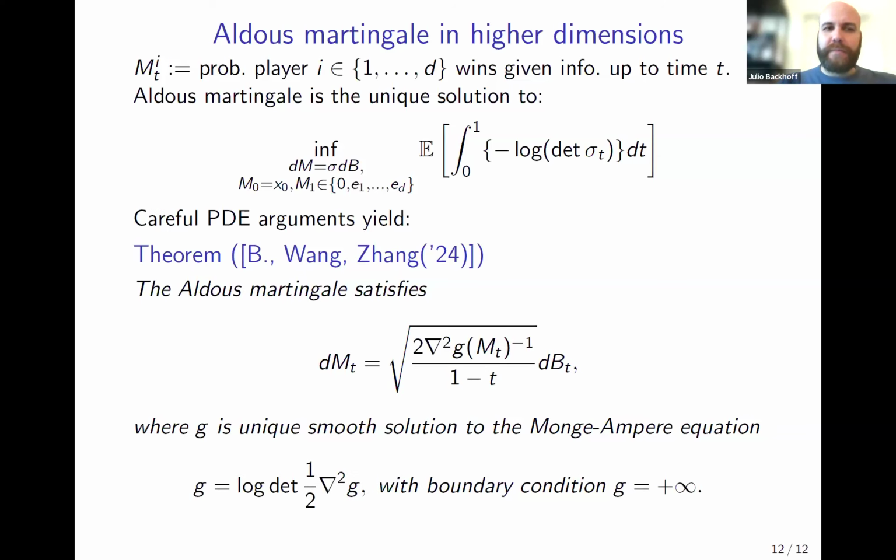Very quickly, I'll just tell you, it turned out to be much harder to solve this problem. This was joint work with Zizi Wang and Zhang. And Xin, by the way, is now at NYU in the group of Nizar Touzi.